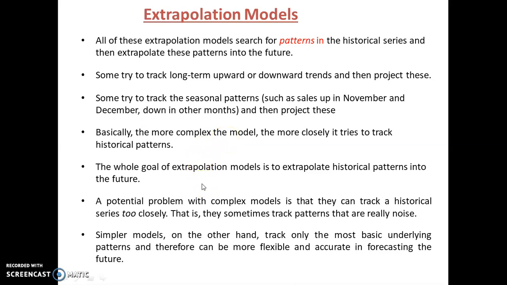So the goal of extrapolation models is to extrapolate historical patterns into the future. The potential problem with complex models is that they can track a historical series too closely. That is, they sometimes track patterns that are really noise. When it becomes so close, it may track noise also. Simple models, on the other hand, track only the most basic underlying patterns, and therefore can be more flexible and accurate in forecasting the future.